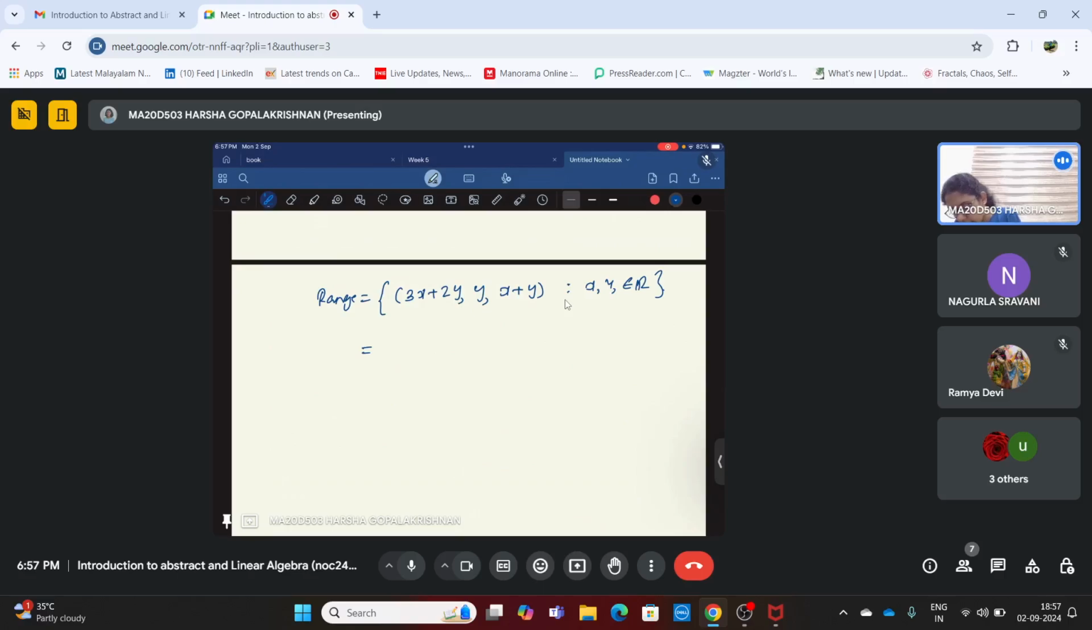We can write this element as x into (3, 0, 1) plus y into (2, 1, 1). I am taking x outside, with the coefficient of x as the 3-tuple. From the first I get 3, from the second it is just y, there is no x coordinate, and here 1. In the same way, y into (2, 1, 1).